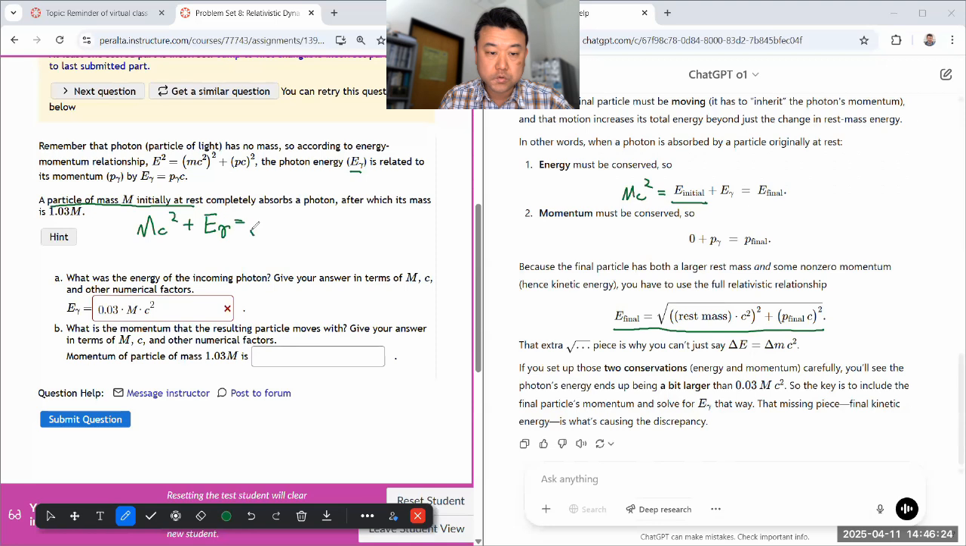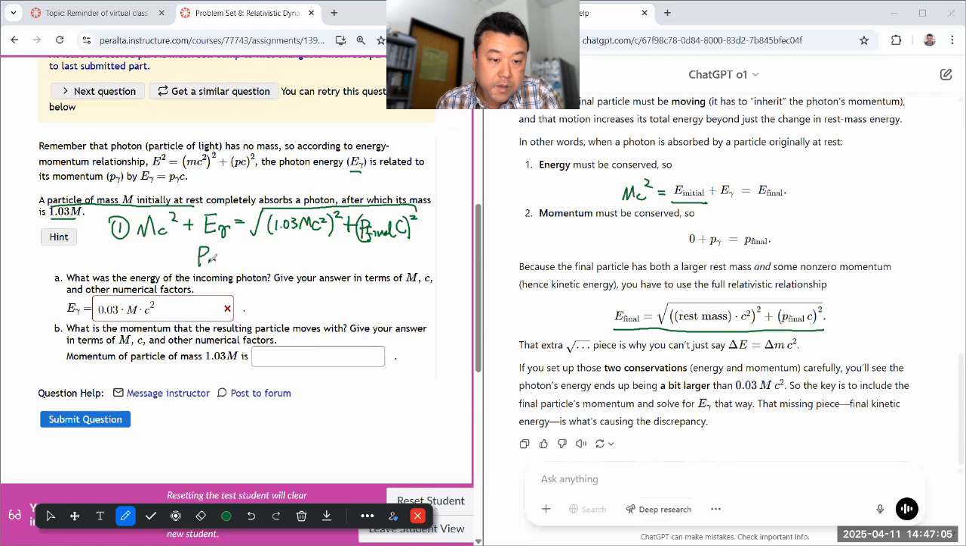So it'll be the square root of the rest mass, I'm given 1.03 mc squared, and then squared. I'm going to take the square root later. Plus, let's keep P final, c squared, square rooted. And I guess the place where I can pretend to get stuck is where I'm not seeing the connection between the photon momentum and photon energy. So that's equation 1. I can have equation 2.